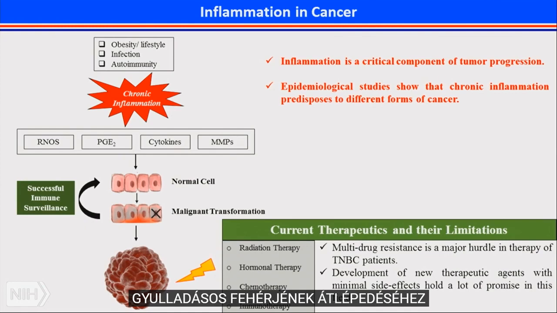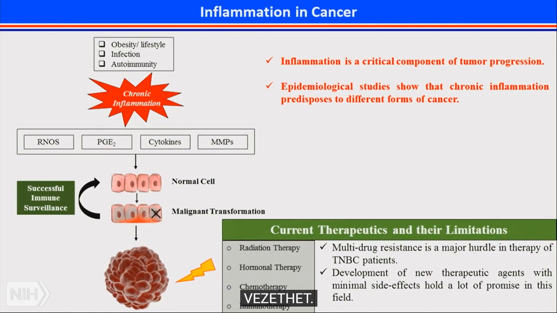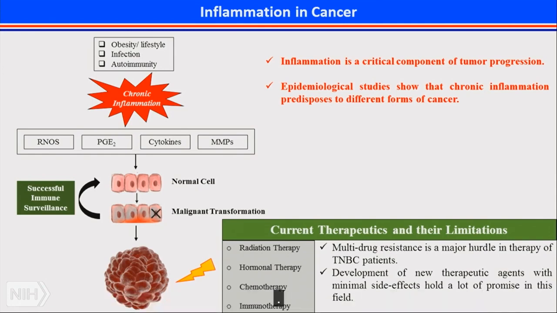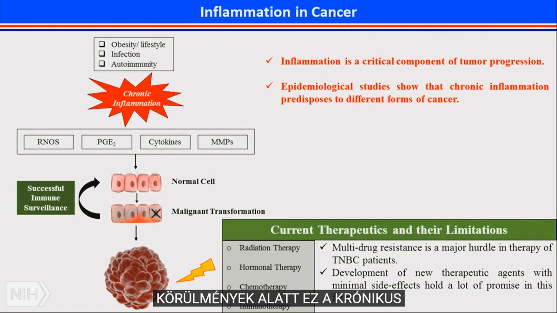Under normal circumstances, in the physiological system, we have very good immune surveillance. So most of the time, these mutations which occur, our immune system is able to take care of. But under some circumstances, chronic inflammatory conditions can lead to tumor formation.